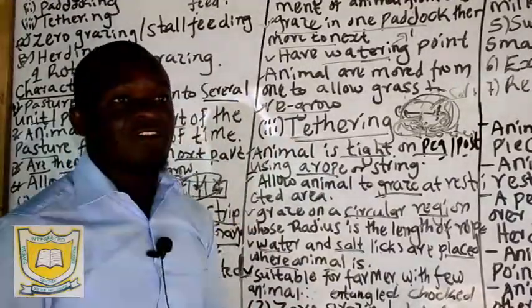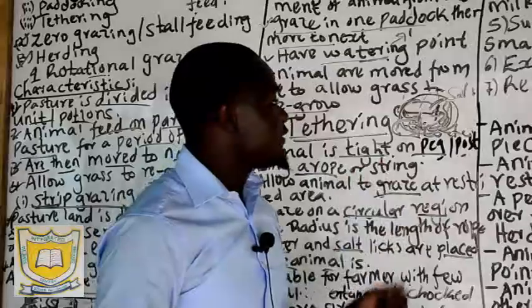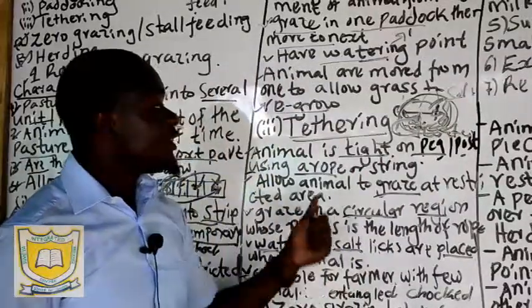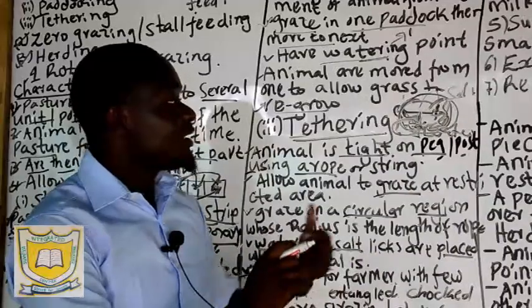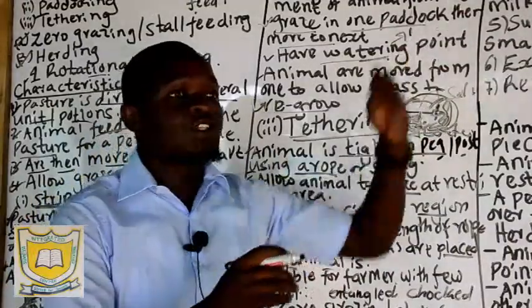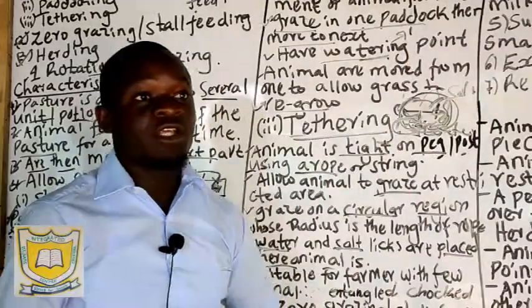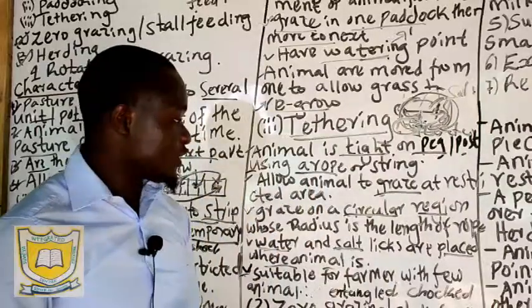Another disadvantage of using tethering is that if this animal is not tied well, it may break the rope and get into the crops, so that it can destroy the crops on that region.